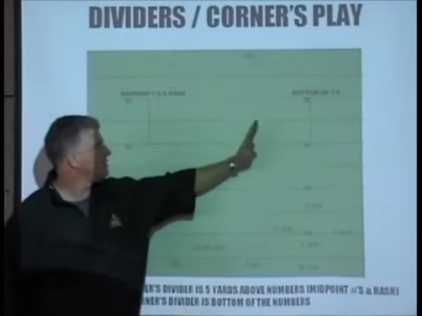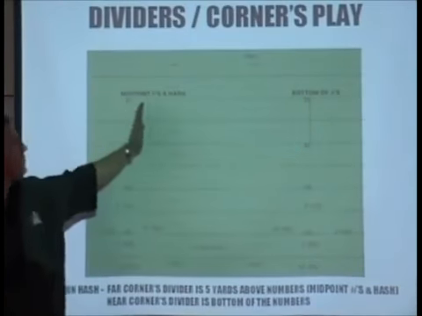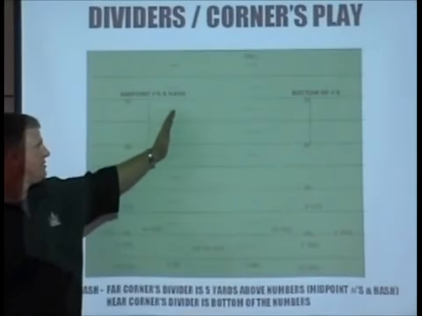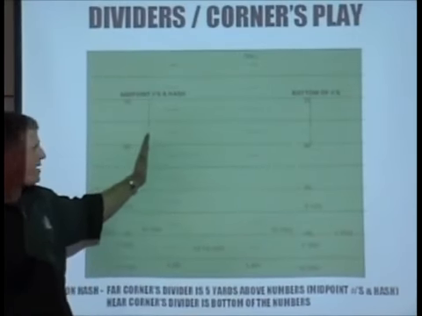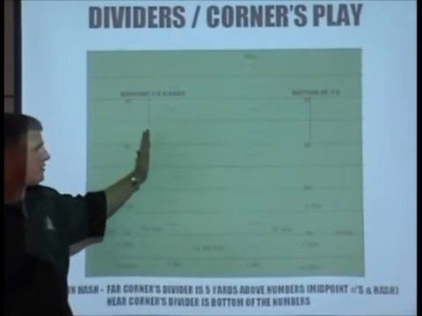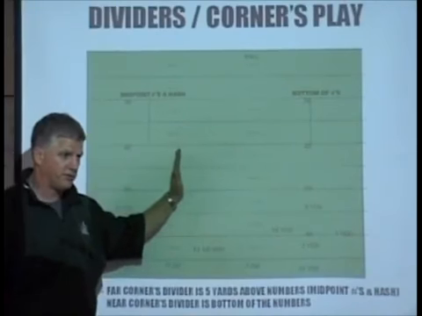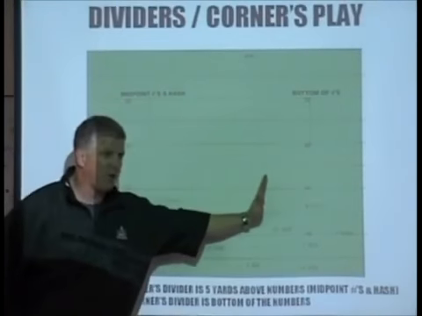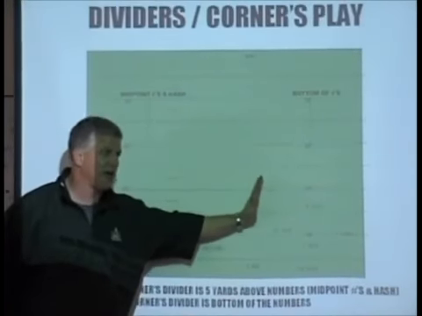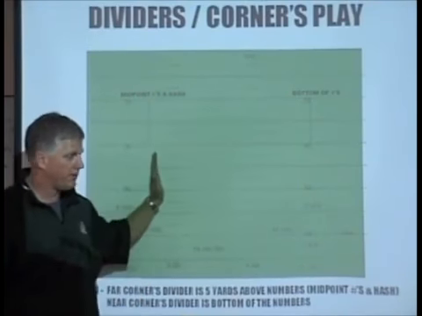So now we're saying the ball's on this hash. I am at the midpoint between the numbers and the hash, 5 yards from the numbers. That's the midpoint. There's my divider, right? Free safety is going to be over here now. So my divider moved over, because the free safety's alignment is going to be on this hash. He's going to line up over here, so it's got to move.